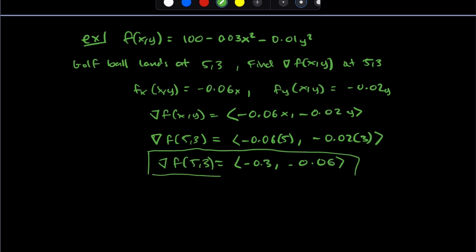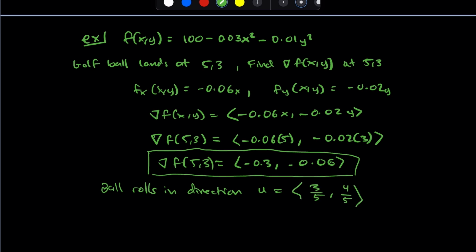But the question can be expanded. Say, for example, there's some spin to the ball. Then there might be a different direction that it goes in. The ball may roll in a certain direction, right? What we take from the last problem is that the ball would most likely roll in the opposite direction of the gradient vector, so we would flip the sign. But if there's spin, let's say the ball rolls in direction u equals (3/5, 4/5).